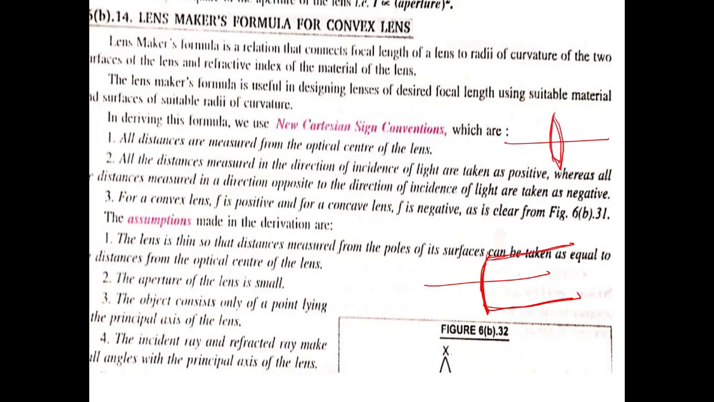Now for the lens, we are not going to measure distance from the, this is P1 and this is P2, 2 poles. A lens has got 2 spherical surfaces, 2 poles. So we'll assume that the lens is very thin, that P1 and P2 are very close, so the distance will be measured from the optic center of the lens. When we switch over from refraction at a spherical surface to a lens, we assume that the lens is so thin that the distance measured from the pole of the surface can be taken as equal to the distance measured from the optical center.